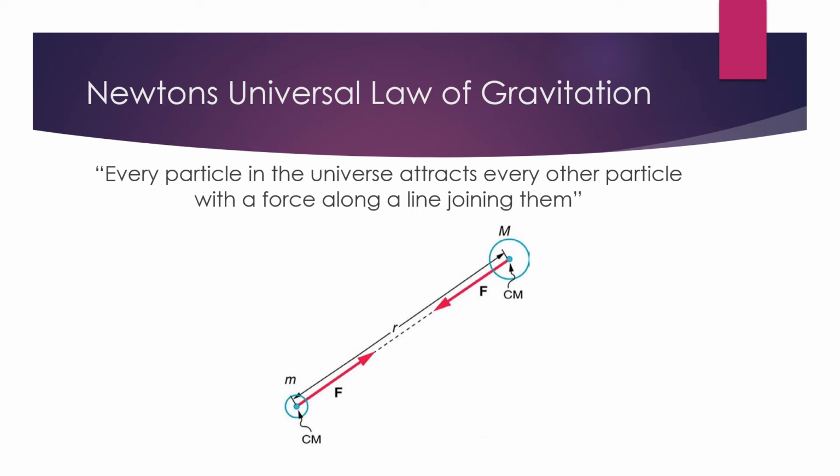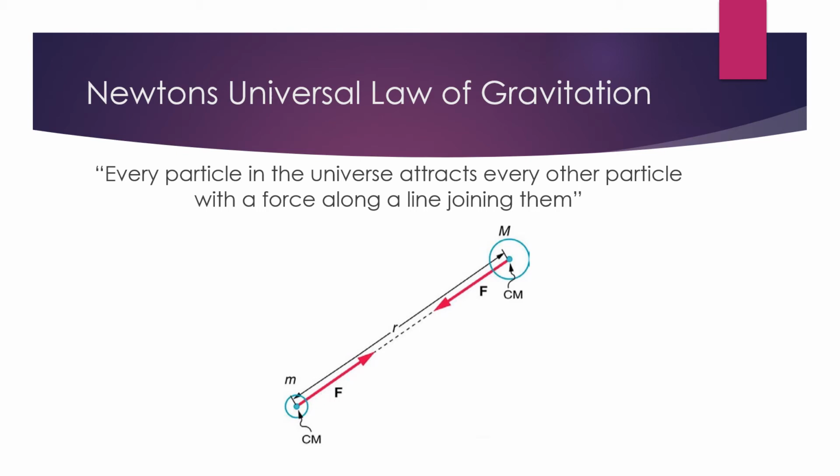Newton's universal law of gravitation. The definition of this is that every particle in the universe is attracted to every other particle with a force joining them. What that means is there are forces everywhere, right? We've already seen that, but the forces due to the law of gravitation, these forces are very, very tiny. There's a force between me and the computer I'm looking at right now.